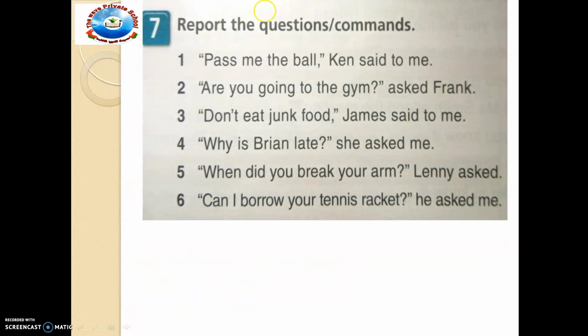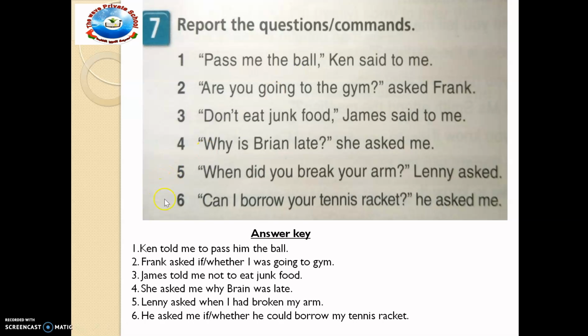Here it comes. It says, report the questions or command. "Pass me the ball," Ken said to me. "Are you going to the gym?" Ask Frank. So what do we need to do? We need to report these questions and command. Now you can check your answer or cross-check with this. Yes. Ken told me to pass him the ball. Frank asked if, or Frank asked whether I was going to the gym.